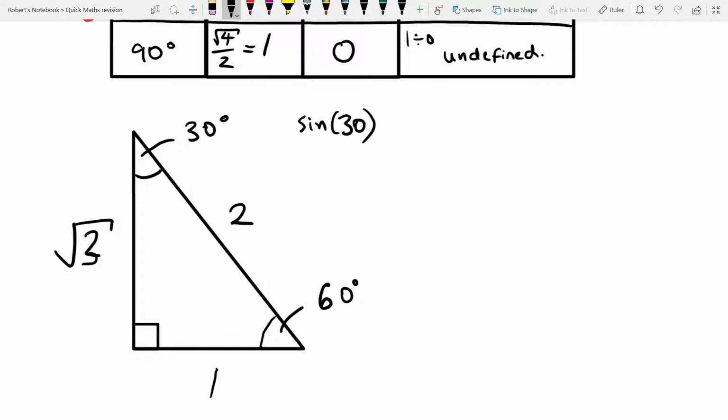of 30. 30 is this angle here, and we know that using SOH CAH TOA, sine of the angle is the opposite over the hypotenuse. For this angle, the opposite is 1 and the hypotenuse is 2. Nice and easy. So now we're going to do cos of 30.